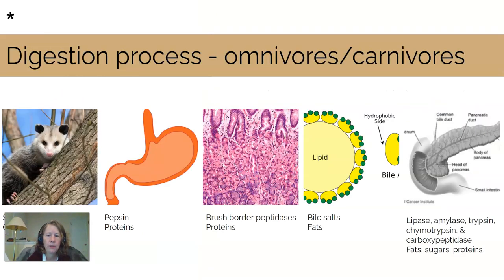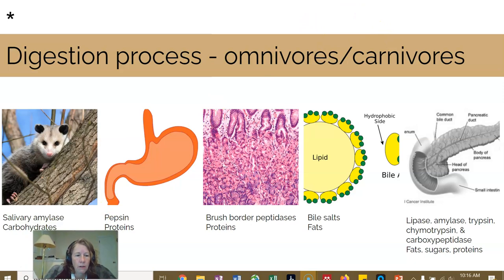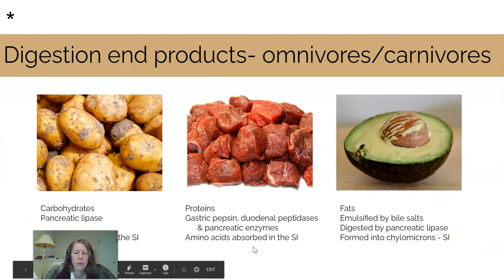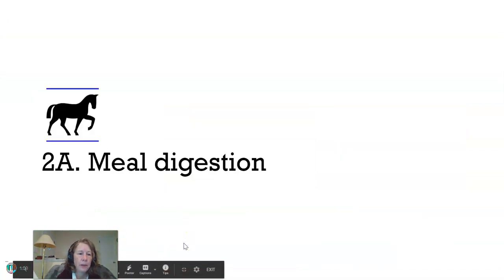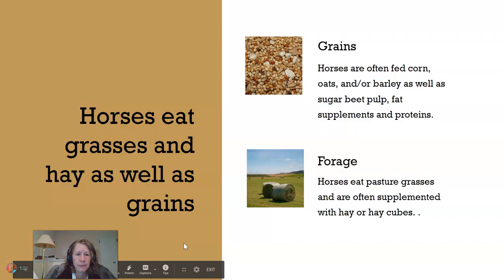Meal digestion. So this is a review, but we talked about in our carnivores and omnivores about digestion of the regular carbohydrates, proteins, and fats, and as they move through the GI tract. We also talked about the different feedstuffs and how they get absorbed in the different areas of the GI tract. So now we're going to compare that starting with the horses.